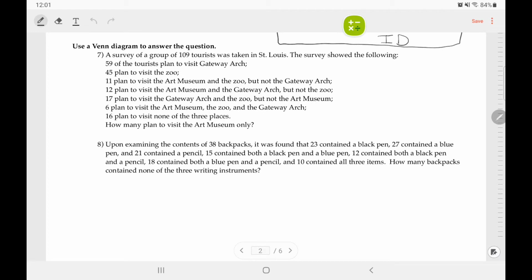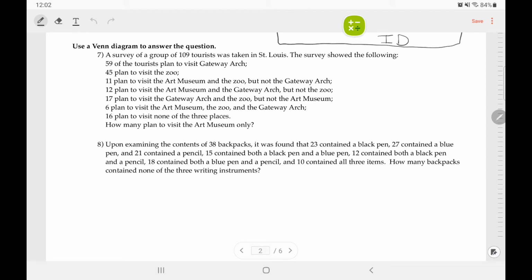A survey of a group of 109 tourists was taken in St. Louis. The survey showed the following: 59 of the tourists planned to visit the Gateway Arch, 45 planned to visit the zoo, and 11 planned to visit the art museum and the zoo, but not the Gateway Arch. 12 planned to visit the art museum and the Gateway Arch, but not the zoo. 17 planned to visit the Gateway Arch and the zoo, but not the art museum. 6 planned to visit the art museum, the zoo, and the Gateway Arch. 16 planned to visit none of the three places.